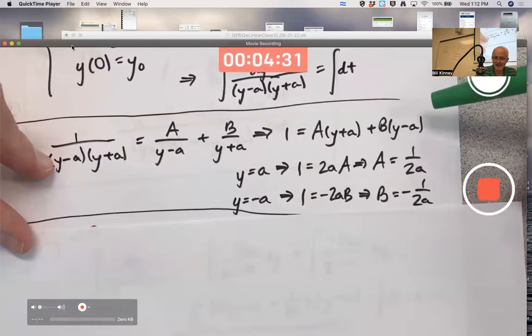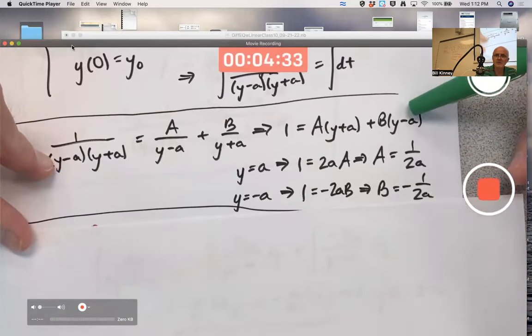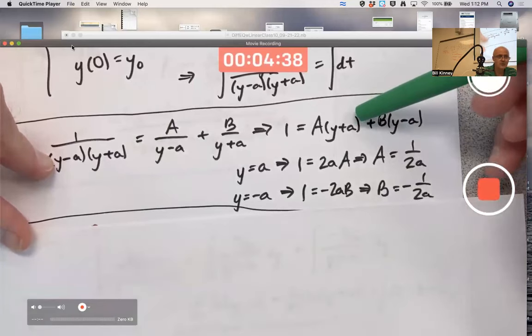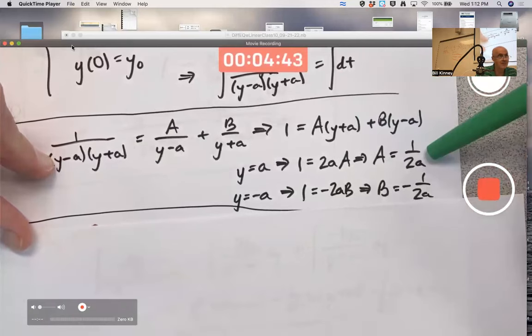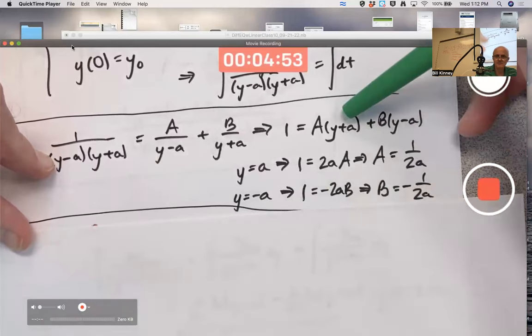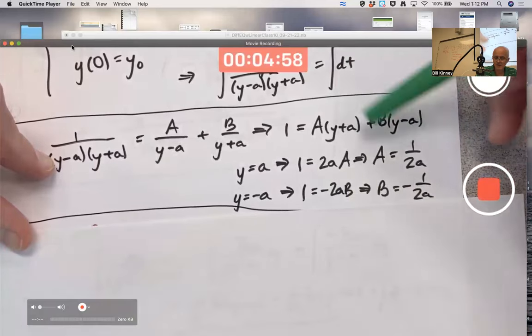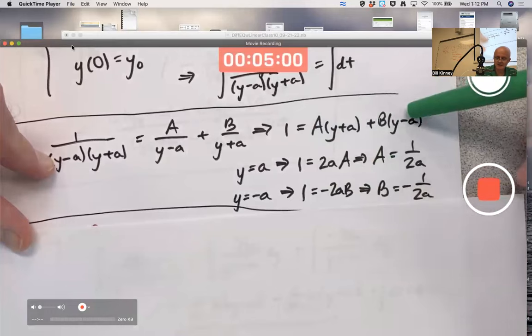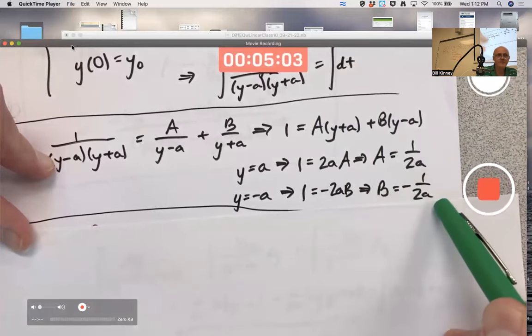If you replace y with a, this term becomes 0. The B goes away, and you're left with 1 equals 2 times little a times capital A. So capital A is 1 over 2a. I am implicitly assuming a is non-zero when I write this. When y equals negative a, this term goes away. Negative a plus a is 0, and you're left with 1 equals B times negative 2a. That's what I have here. Solve for B, again assuming little a is non-zero.